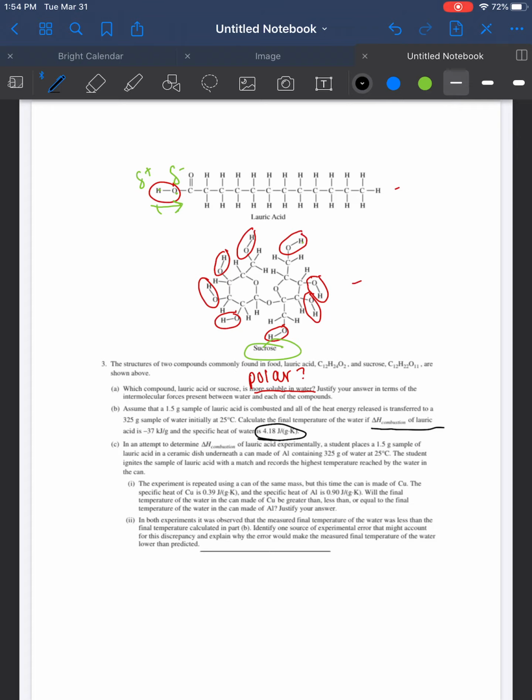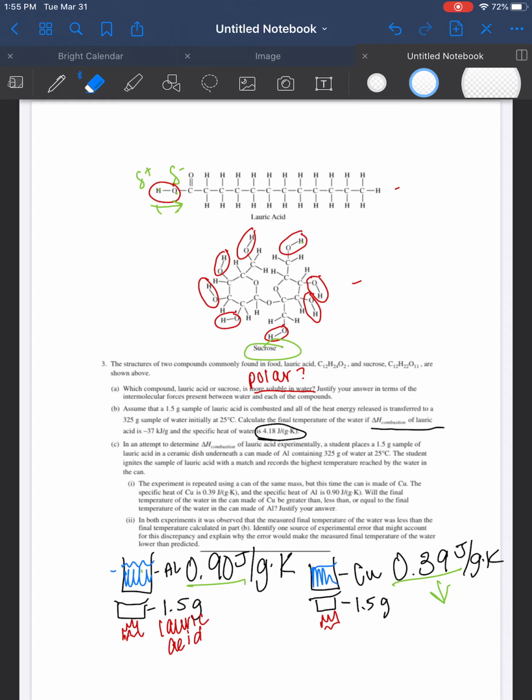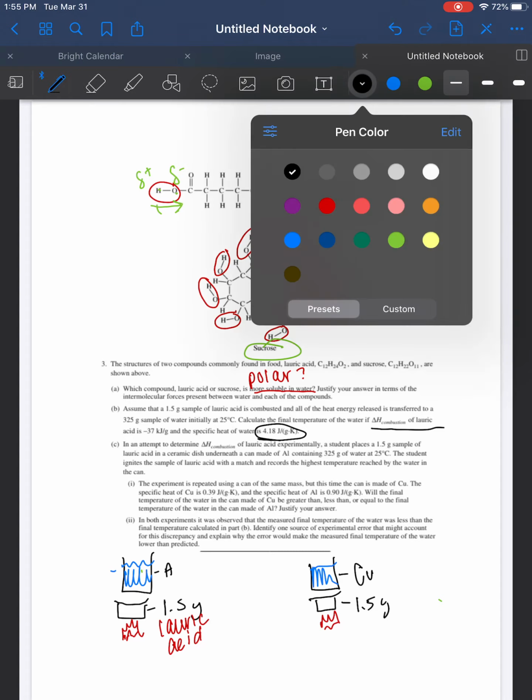Okay, so there's a couple different answers for this one. When doing the experiment, let me just redraw it. Shouldn't have erased it. There we go. In this experiment, there are a couple of things that could have gone wrong due to human error.